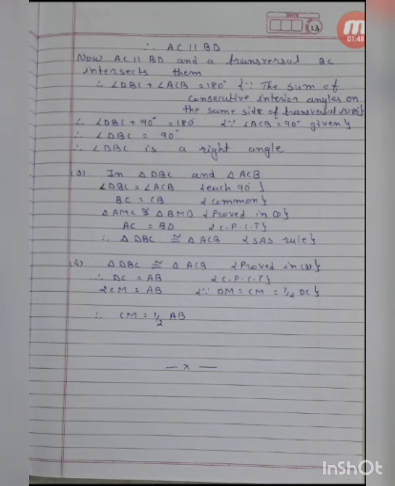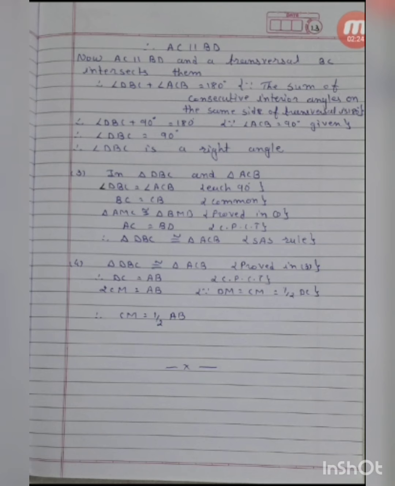Third, in triangle DBC and triangle ACB, angle DBC is equal to angle ACB, each 90 degree. BC is equal to CB, common. Triangle AMC congruent triangle BMD proved in first. In first, AC is equal to BD, by CPCT. So triangle DBC congruent triangle ACB, side angle side rule. Now fourth, triangle DBC congruent triangle ACB we proved in third. So DC is equal to AB by CPCT.